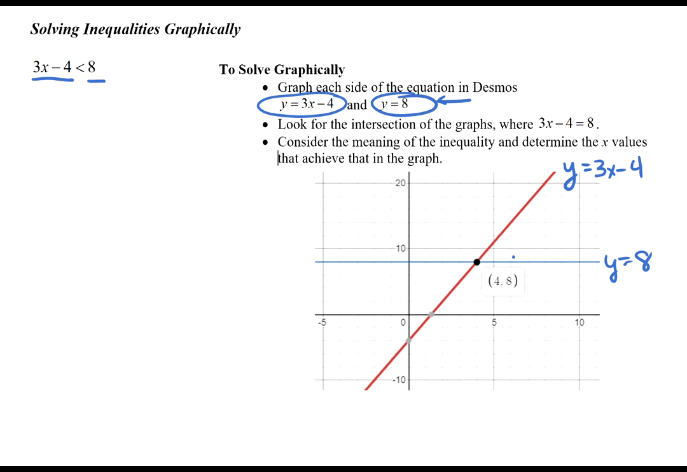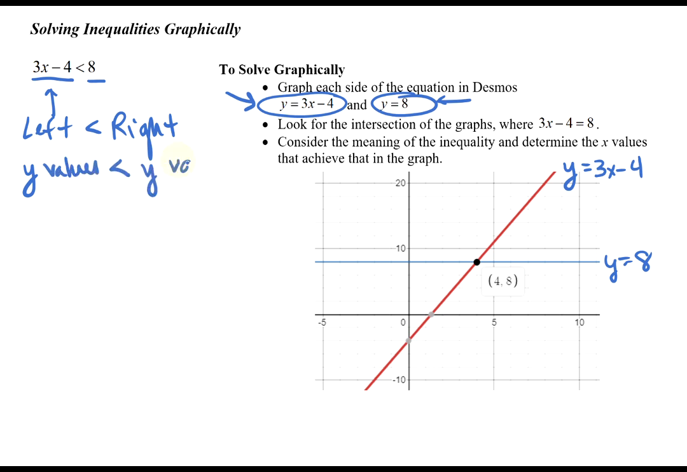Now, beyond that, to solve the inequality, we're not interested in where it's equal. We're interested in when the left-hand side is less than the right-hand side. And what we want to do is think about, what are we graphing here? The left-hand and the right-hand side are both being graphed by y. Y equals 3x minus 4 and y equals 8. So what we care about here are the y values. Where are the y values on the left graph less than the y values on the right graph?